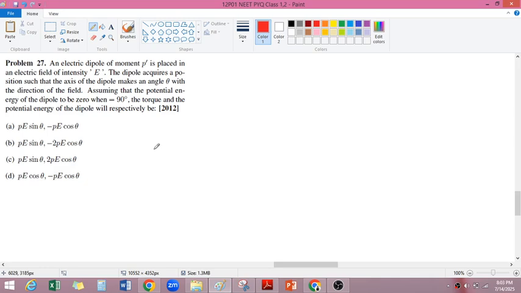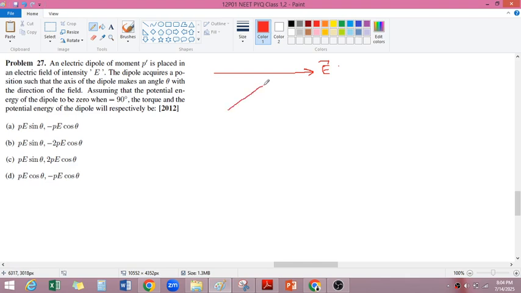An electric dipole of moment P is placed in an electric field intensity E. The dipole acquires a position such that the axis of the dipole makes an angle theta with the direction of the field. So let's assume that the electric field is horizontal, like this. Assume the potential energy of the dipole to be 0 at 90 degrees.